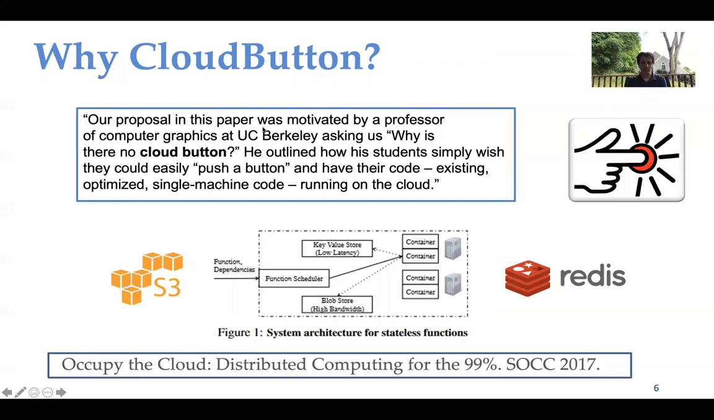Our proposal was motivated by a professor of computer graphics asking us, why is there no CloudButton? And he outlined how his students simply wish they could easily push a button and have their code, existing, optimized, single machine code, running on the cloud. This phrase inspired us a lot. So you see the name of the project. And we said, we want to realize this vision from Berkeley and go beyond what they provide with Pywren, this tool to move map-reduce tasks to the cloud.